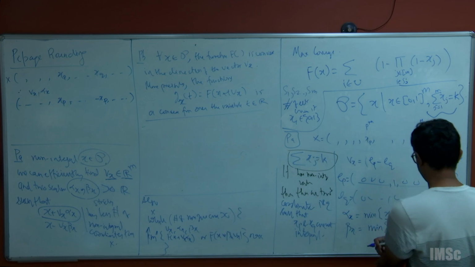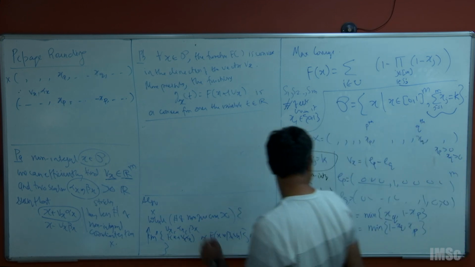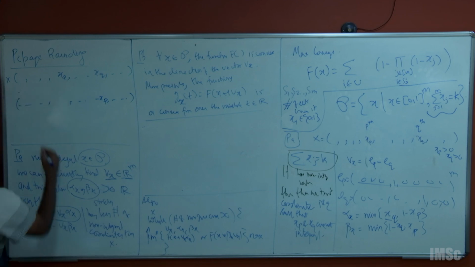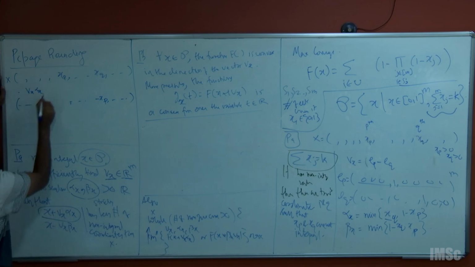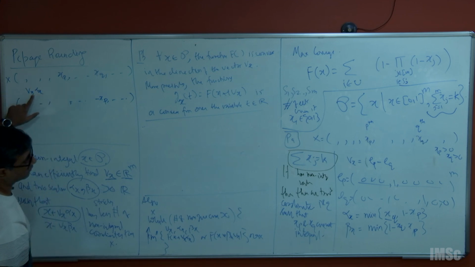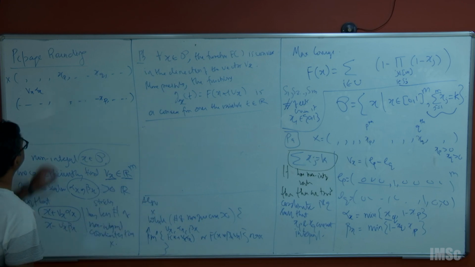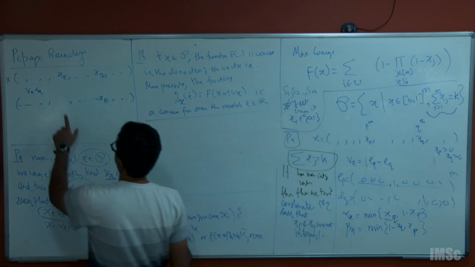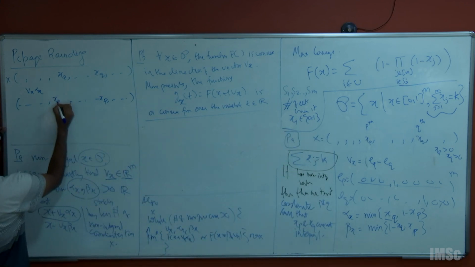Okay, now let's try. Now, what is vx alpha x? Now, suppose the minimum is xp, then what is vx alpha x? xq. If it is xq, then what are you going to get here? Right? xp plus xq, you will get xq here, right?